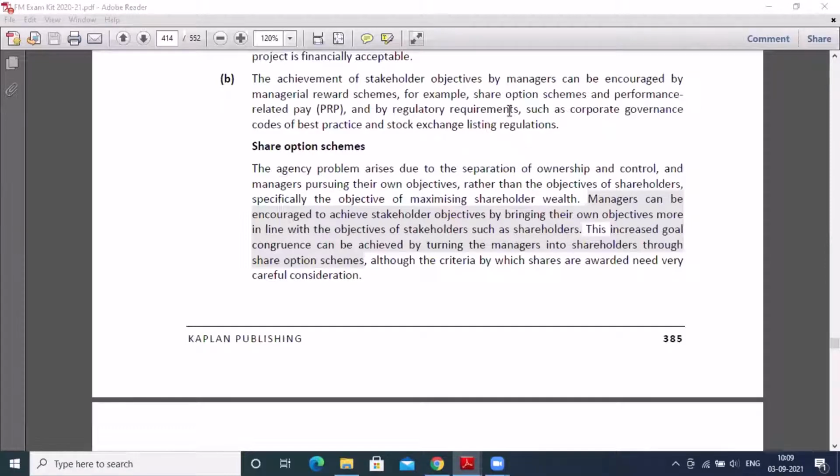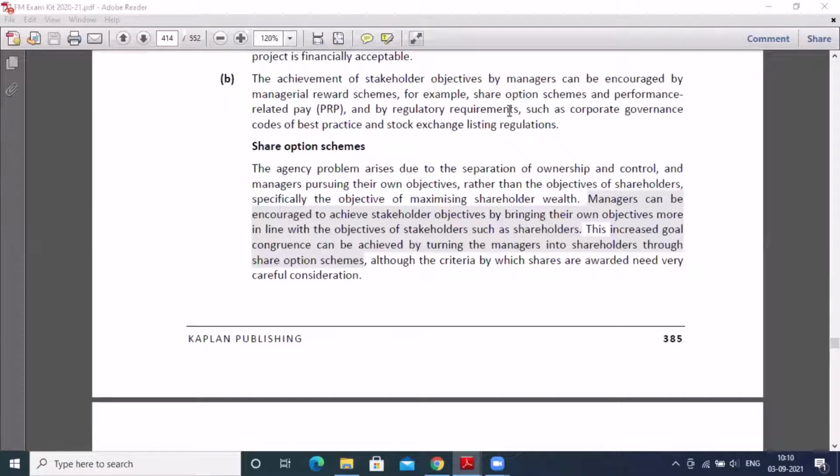So first it speaks about the share option scheme. The agency problem arises. Agency problem means the conflict of interest between the managers, or the agents, and the principal. Now the principal is the shareholders and the managers are agents, because the principal always focuses on wealth maximization, the agent always focuses on profit maximization. So here there is a problem of agency issue.